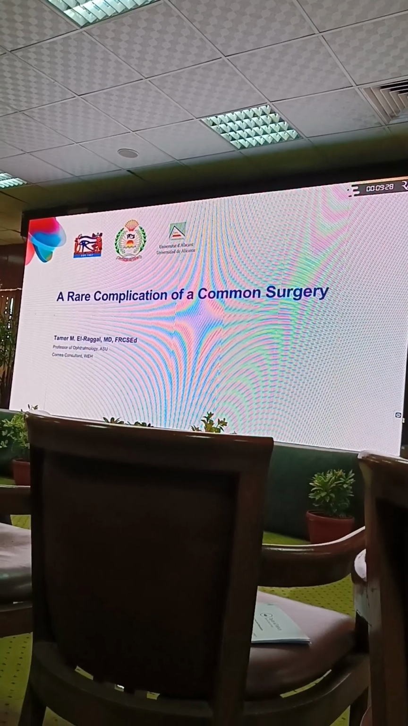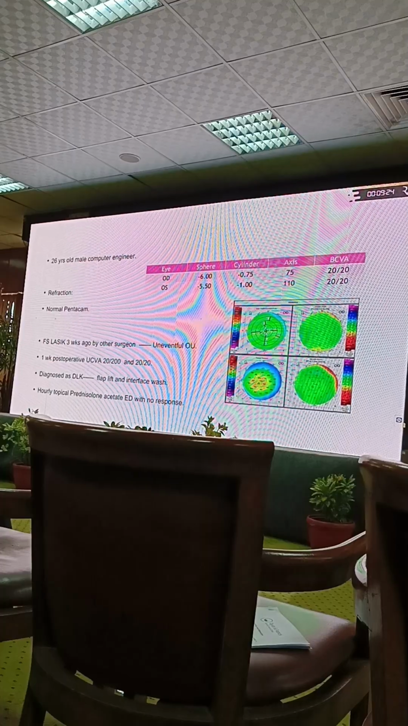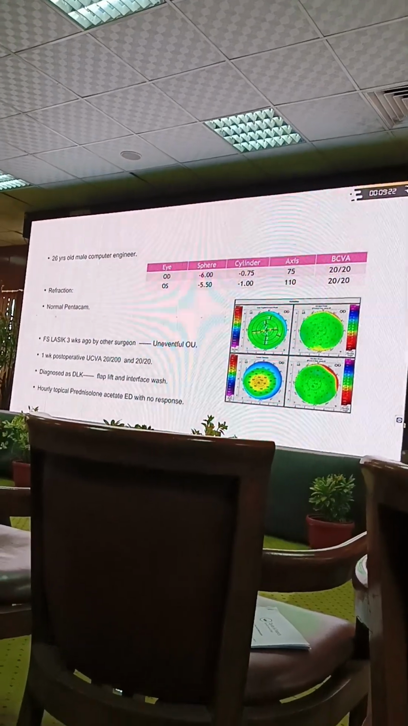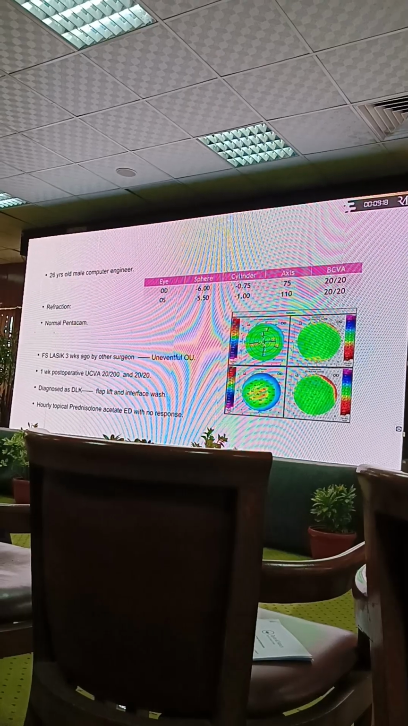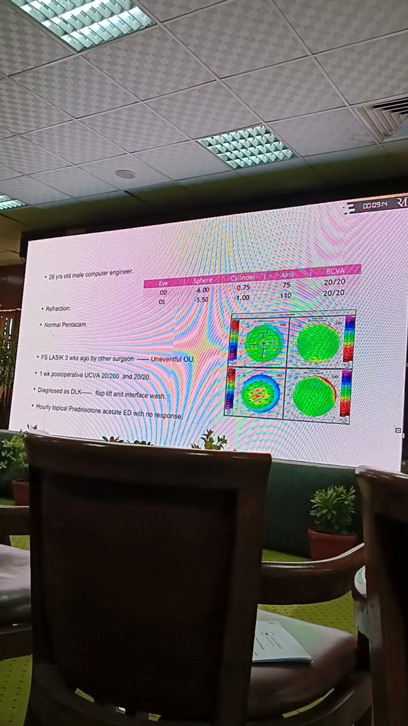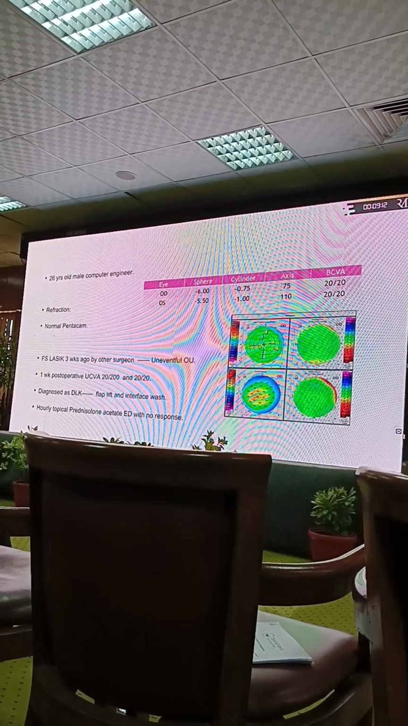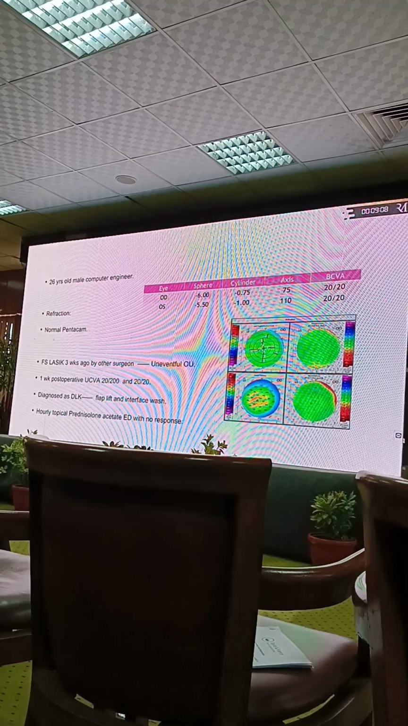I'm going to talk about a rare complication of a common surgery. First, I'm going to present this case of a 26-year-old male patient, a computer engineer, coming after a problem after his surgery, LASIK.